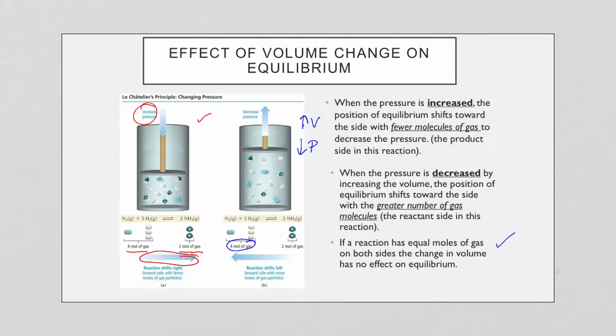Now, if the reaction has equal moles of gas on both sides, then a change in the volume won't have any effect on the position of equilibrium. The reaction can't respond in a way to balance that out, so it just won't respond. It won't affect the equilibrium position.